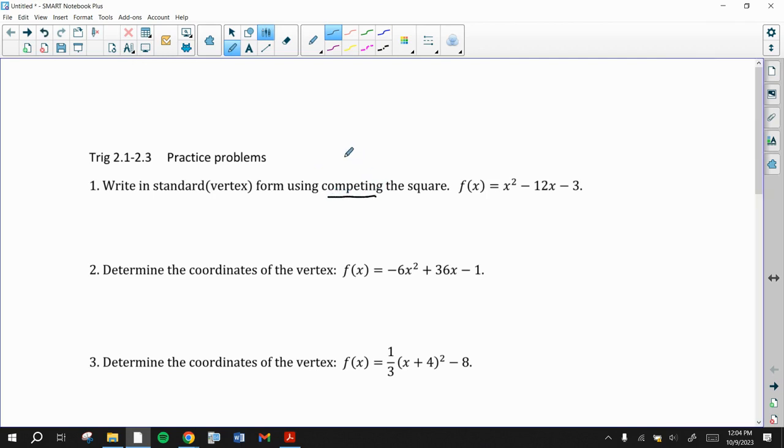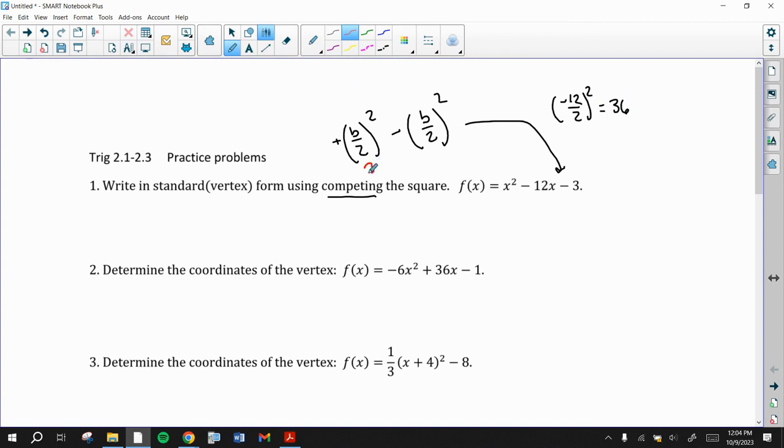Well, to complete the square, you have to add b over 2 squared, and then you have to subtract b over 2 squared, so you're not changing anything. And you want to do this right after the x term, the 12x term. So first of all, b is negative 12. So we have negative 12 over 2 squared. That's b over 2 squared. So negative 12 divided by 2 is negative 6, and negative 6 squared would be 36. So we're going to add and subtract 36 to complete the square.